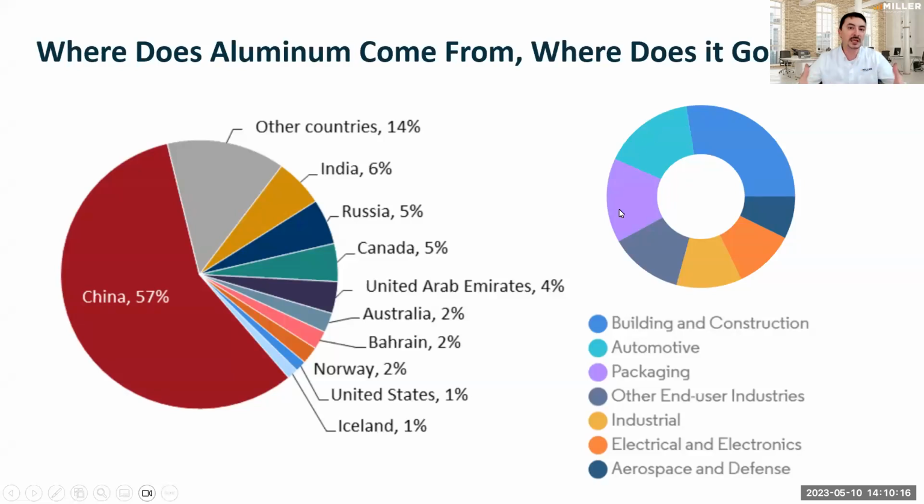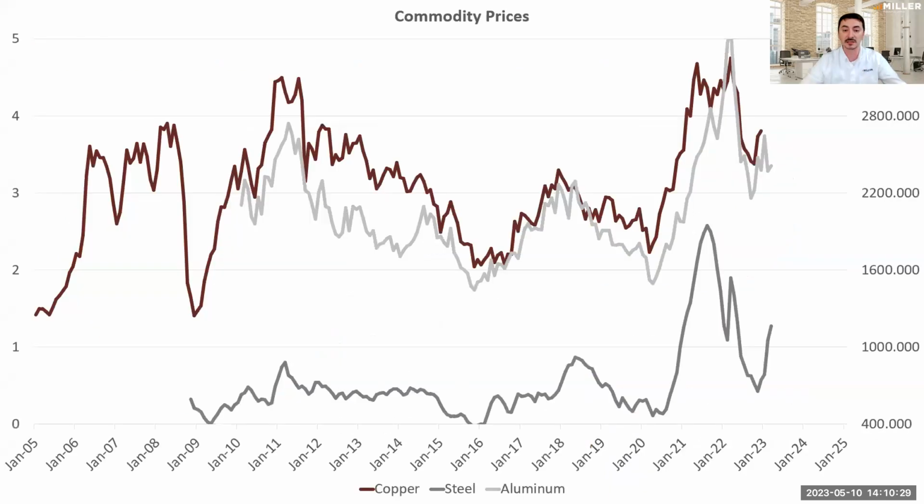So I wanted to give you that context just so you understand, again, what goes on in China definitely feeds through and affects the metal pricing on the global stage. So those three commodities, steel, copper, and aluminum, let's take a look at what's been going on with the prices there. You can see they're all on a fairly similar cycle in terms of when they rise and fall. It tends to happen in tandem because it's very supply and demand driven.